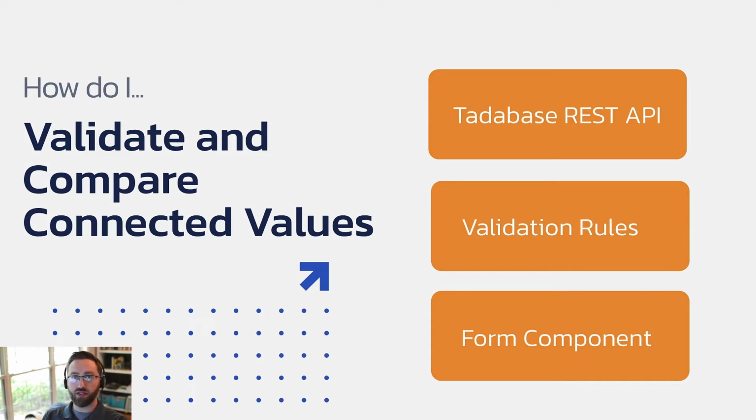To do this, we're going to be using three different main functions of Tadabase. Number one being the actual Tadabase REST API. Inside of Tadabase, there are tons of different places where you can run pipes and make API requests. So we're going to be taking advantage of that today and exploring more in depth our actual data structure and the data that's available to us by making an API request.